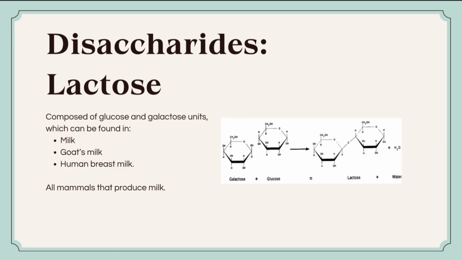Lactose is composed of glucose and galactose units, which can be found in milk, goat's milk, even human breast milk. This is the cyclic form of the lactose.